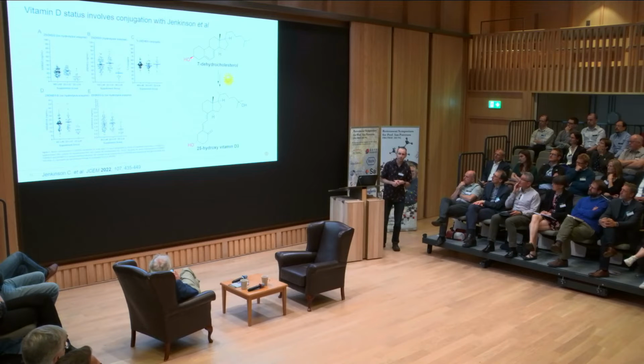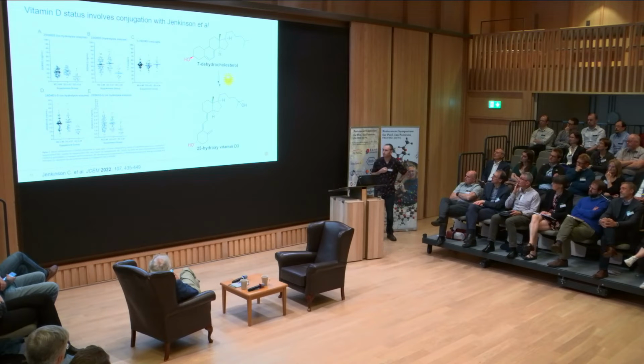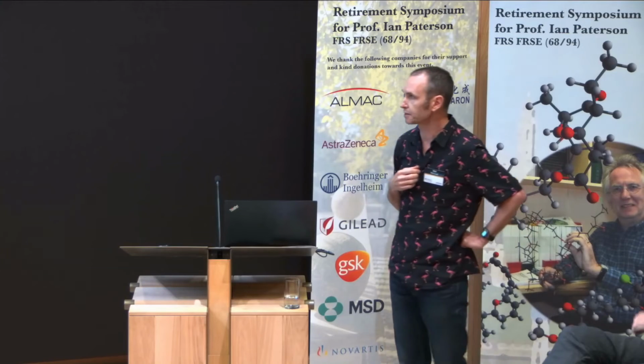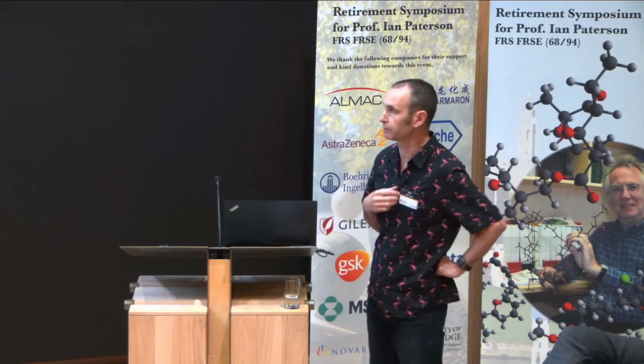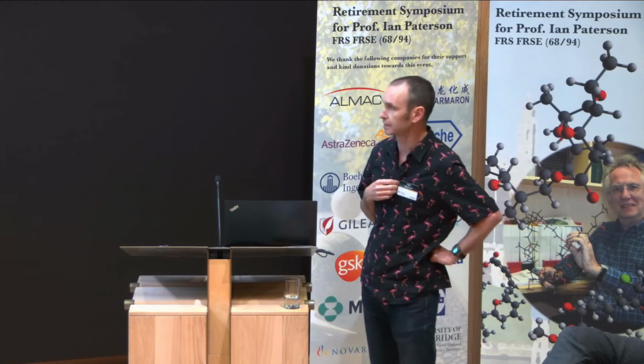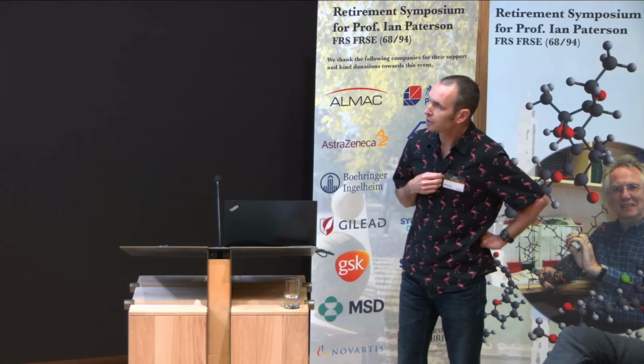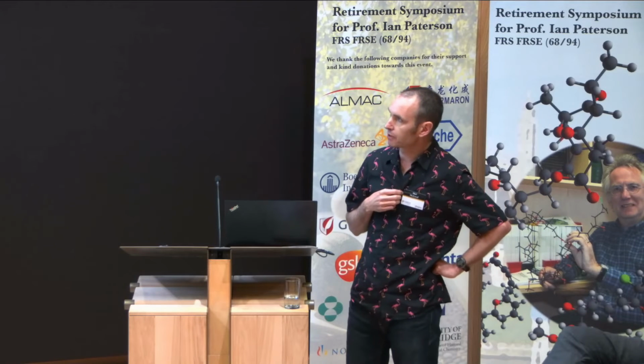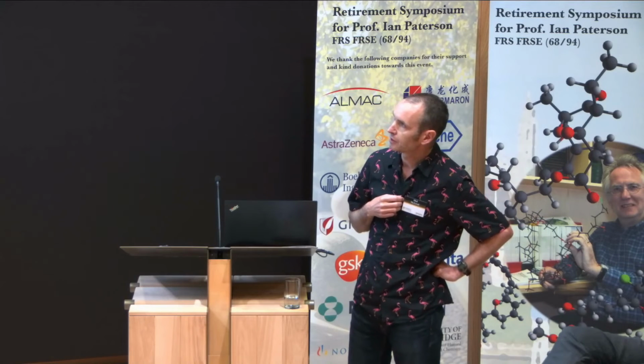The other application we've had for these enzymes is in vitamin D. So, of course, vitamin D comes from this 7-dehydrocholesterol here. And there's a couple of steps before you get to this intermediate here, which is 25-hydroxy vitamin D3. And this is one of the markers that they use to assess your vitamin D status. Okay? So just look at the graphs on the left there.